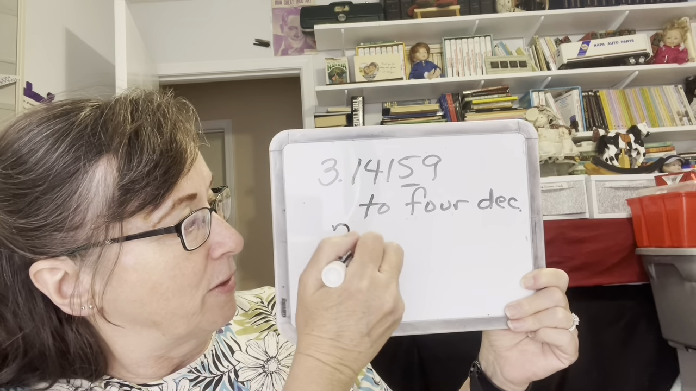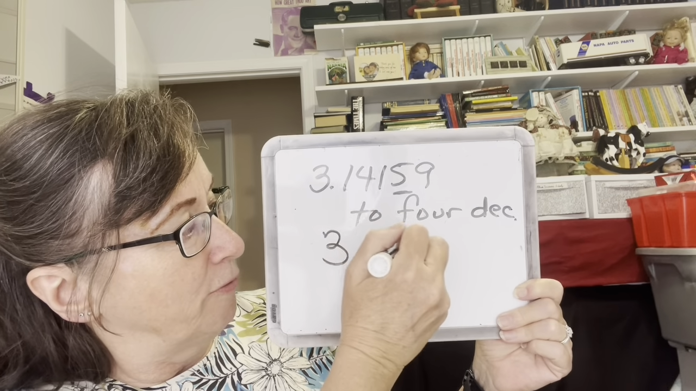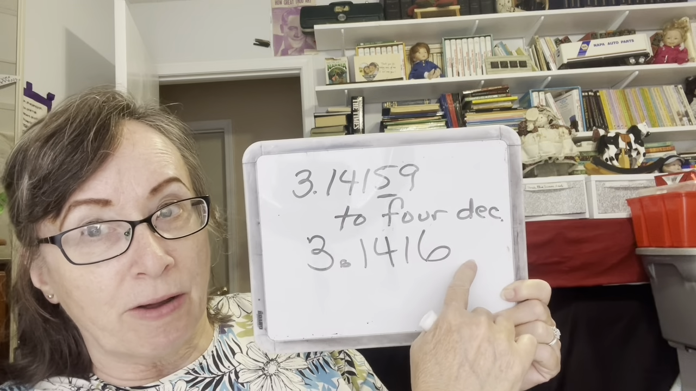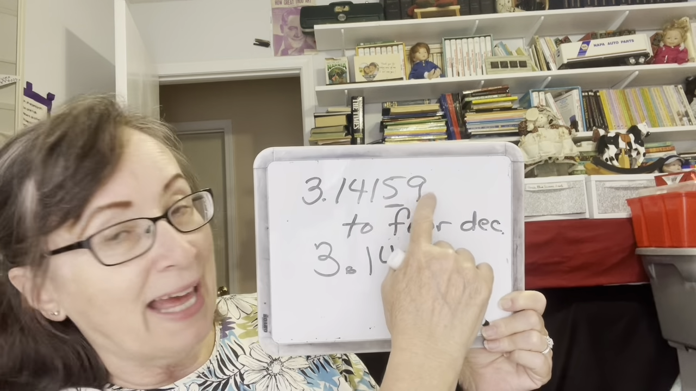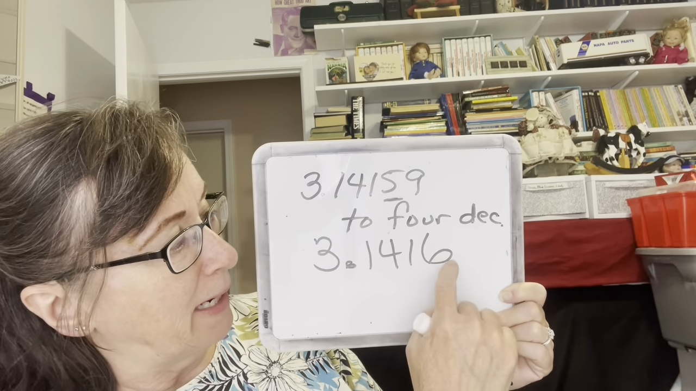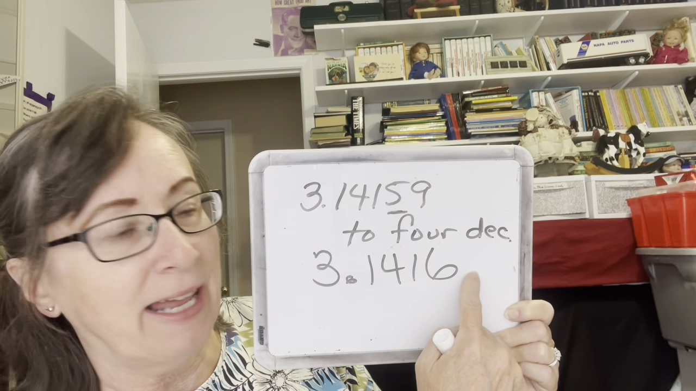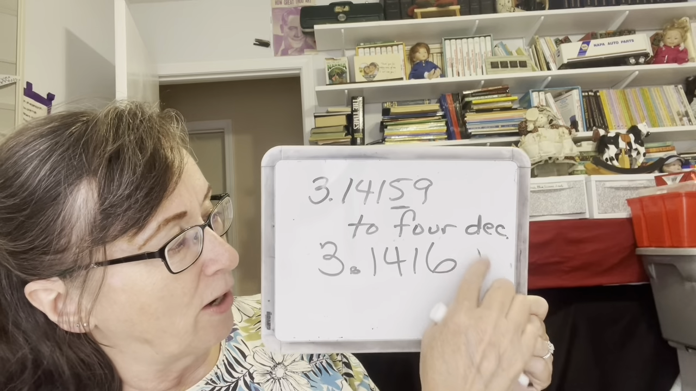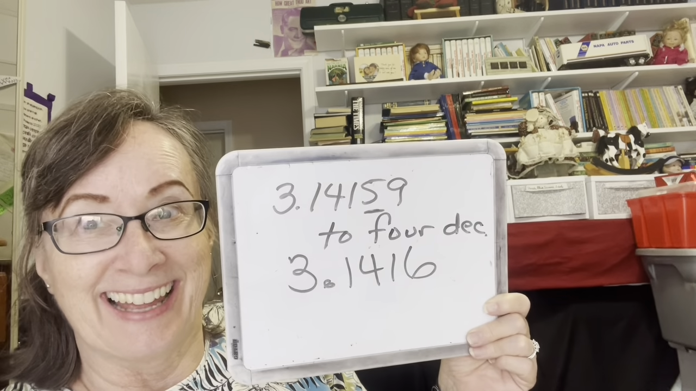So we're going to have 3.1416. And remember, we don't need to put a 0 there. When we round that up, see, we're really rounding that up to 60, but that is not a significant 0. So we just leave it off. And there you have the correct answer.